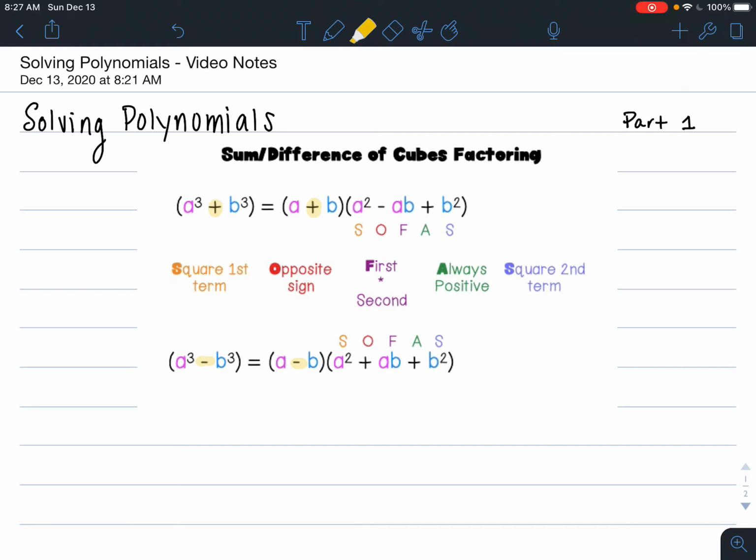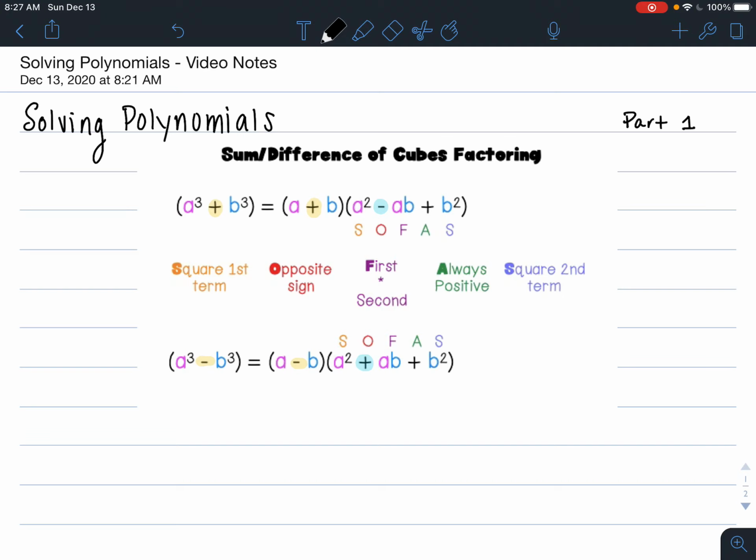So you're always going to square that first term from the little group that you just wrote down. You're always going to do the opposite sign that you had. So I have a plus sign up here, so then I'm going to put a minus sign. Minus then becomes a plus. The F stands for first times second, so you take your A and B values and multiply them together. You're always positive after that, and then the last F in SOFAS is to square the second term.